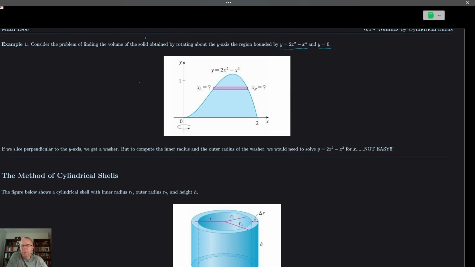But now, if we wanted to do this, remember, if we're rotating around the y-axis using the washer method, we need to solve this equation for x and integrate in terms of y. But how do we do this? How do we solve? So we need to solve this equation for x, but that is not very easy. So some equations, it's hard to solve for a variable, and this is one of those. So we need a new method. So that method is called the method of cylindrical shells.